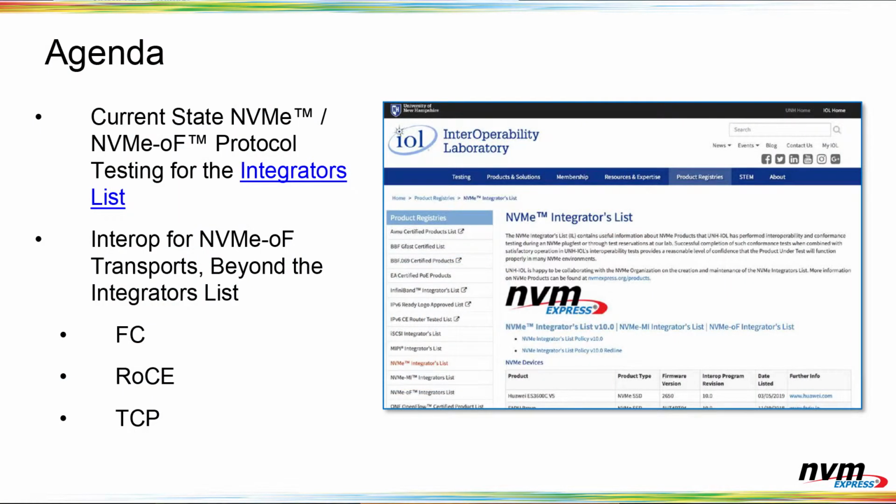So a little bit of a current state of where we are with the integrators list, and then looking at some interop testing that goes a little bit beyond what's defined in the NVMe specification. So it's not really part of compliance. It's not really part of the integrators list testing that we do. But if you want to have a successful deployment, there's interop issues that you really need to be looking at and address. So I'm going to talk about those.